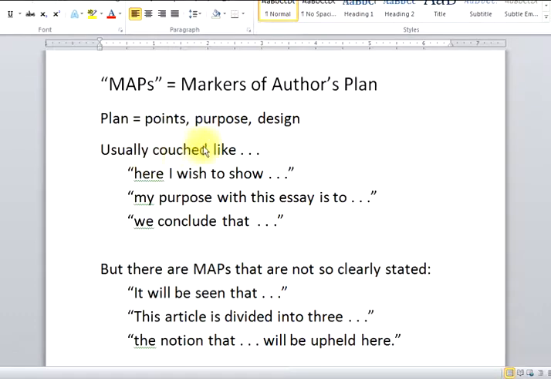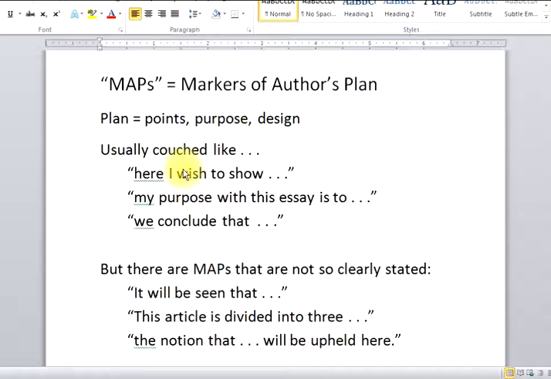Now, maps are usually couched like, here I will show this point or these points. My purpose with this essay is to challenge conventional wisdom, or something like that. We conclude that X, Y, and Z are correct but not fully extended, or wrong, or something like that. So you'll hear these words of purpose and of action. Sometimes they will be this clear about it.